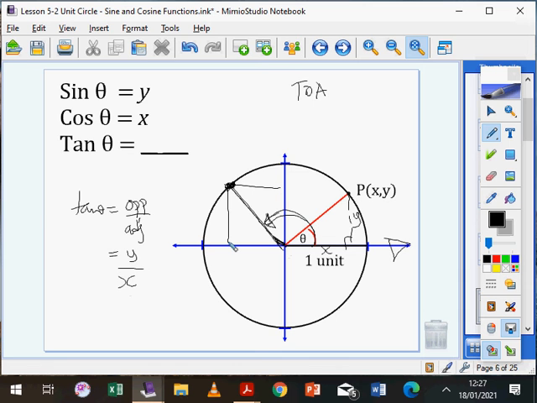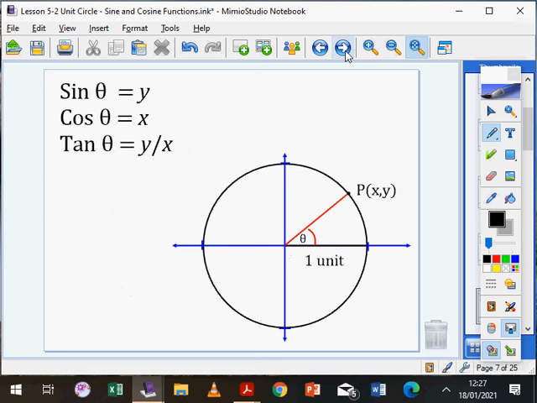I hope you see that wherever I put the point will have an x coordinate and a y coordinate. Okay? And the x coordinate is the cosine of that angle. The y coordinate is the sine of that angle. And the ratio y divided by x is the tangent of that angle.